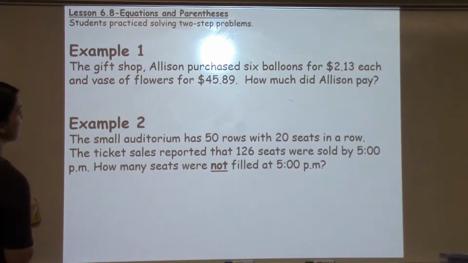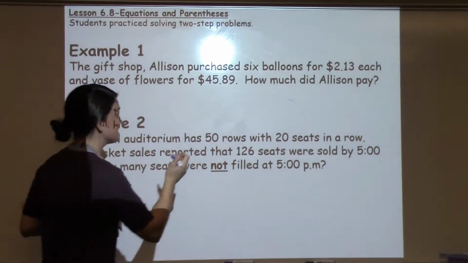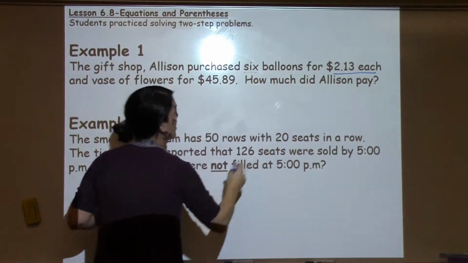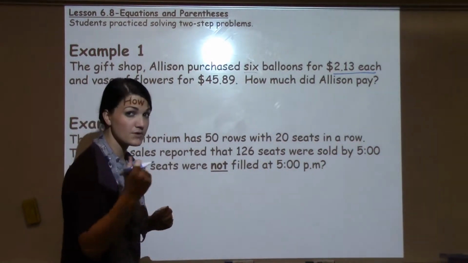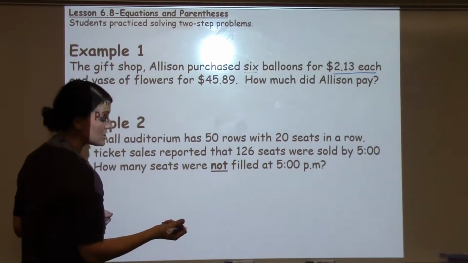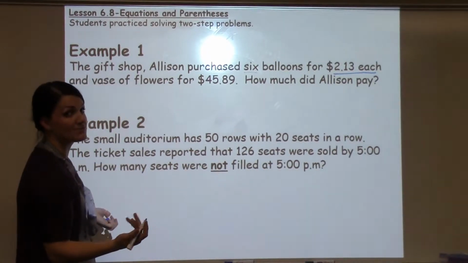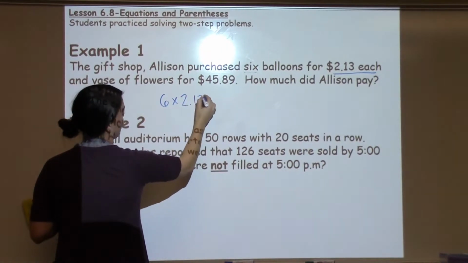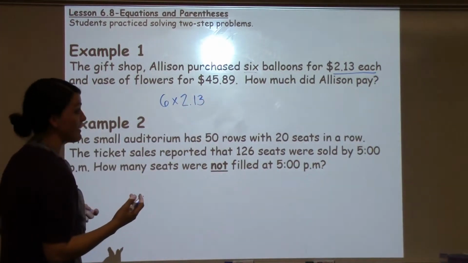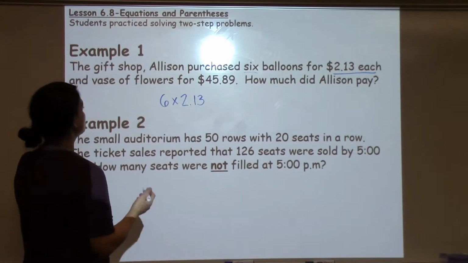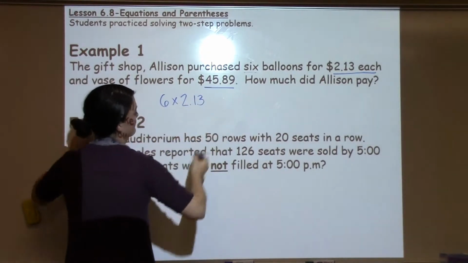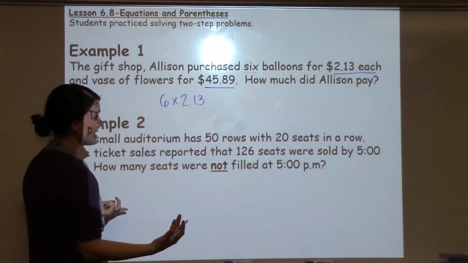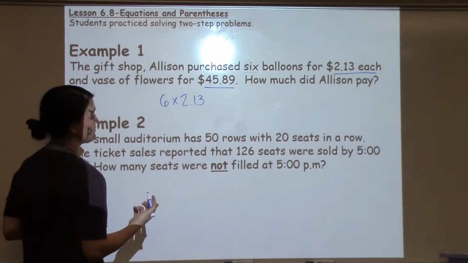It says, at the gift shop, Allison purchased 6 balloons for $2.13 each. Well, I know that if I got 6 for $2.13 each, to find out how much I have, I'm going to have to multiply. So I'm going to write that down because I know that I'll need to do that at some point in my problem. And she bought a vase of flowers for $45.89. She just bought one vase, $45.89. How much did Allison pay?